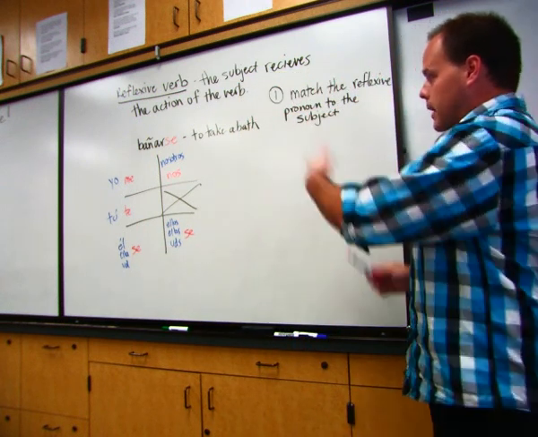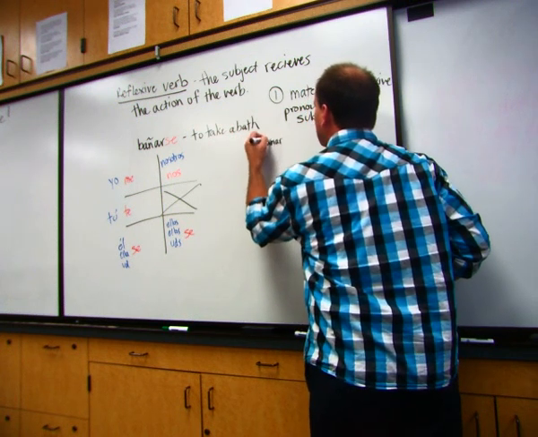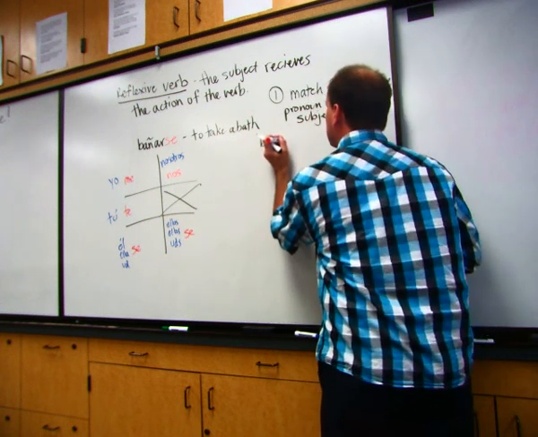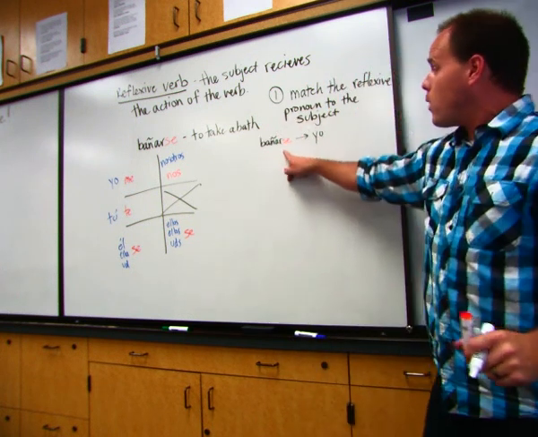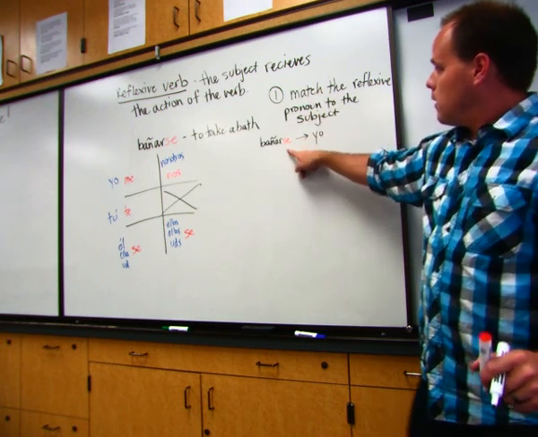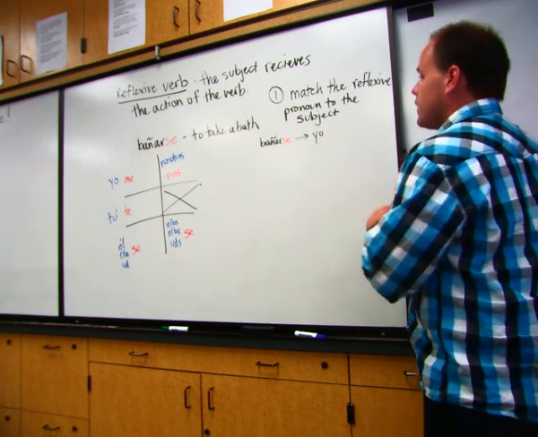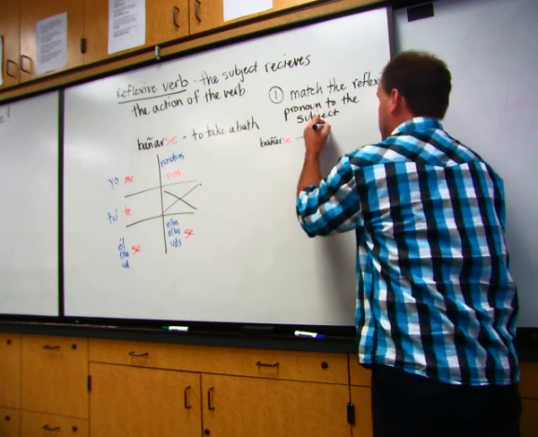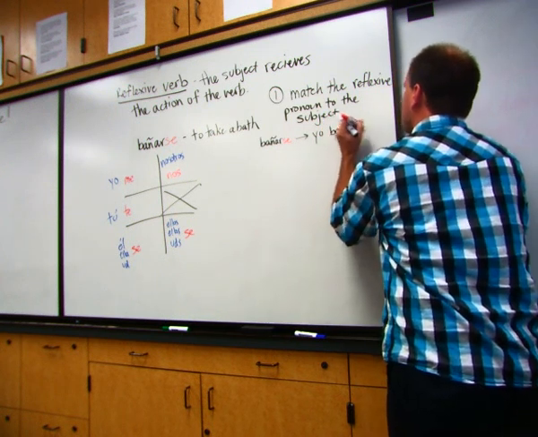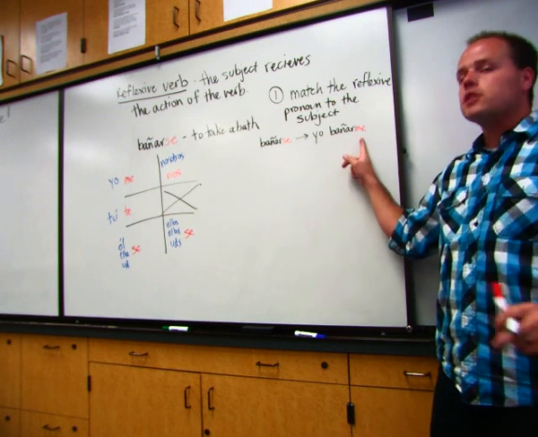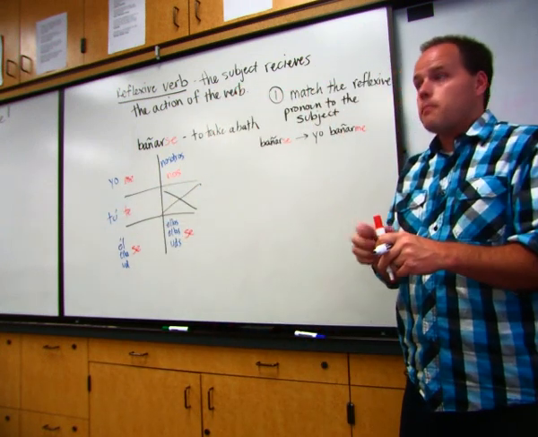So if we take this verb bañarse, and we want to put it in the yo form, well, according to step one, we change this to what? To me, right? Because if it's yo, now these are steps, so this isn't going to look right yet. So according to our first step, we're going to take bañarse and change it to me, because we know it's going to be the yo form, and we know that the yo pronoun is me.